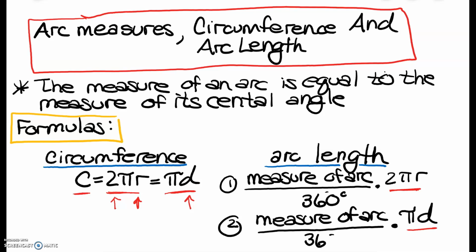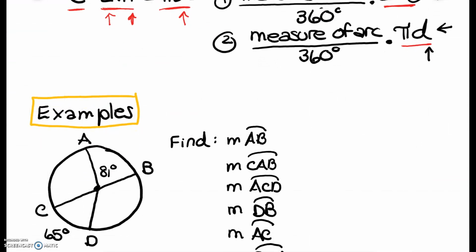So if you are given the radius, I would use this formula right here. I'd put the measure of my arc over 360 degrees and then multiply it by 2 pi r. Or I would use the measure of my arc over 360 degrees and multiply it by pi d. If I was given my diameter, this is the one I'd use. If I was given my radius, this is the one I would use. So let's go ahead and work through a couple of problems here.